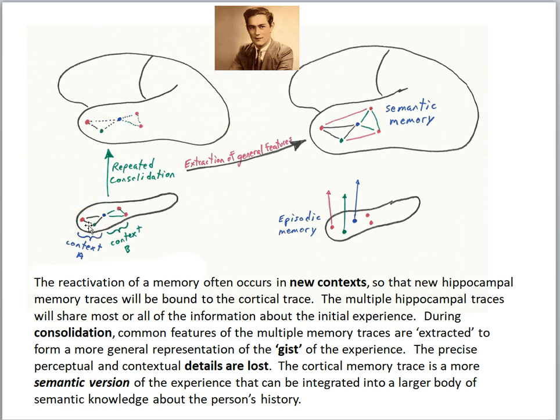But if we were to retrieve that episodic memory, most likely we would be doing so in a different context than the one that the episode actually happened in. So if I go to the zoo, that's context A. Now, the next day or next week, if I remember my time at the zoo, that's a different context.